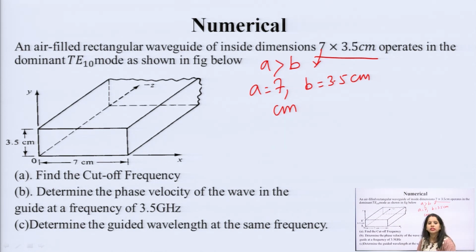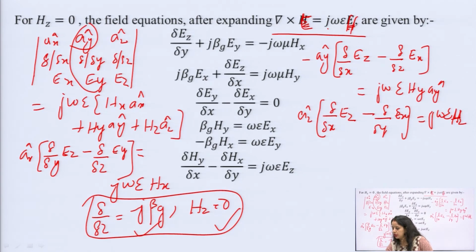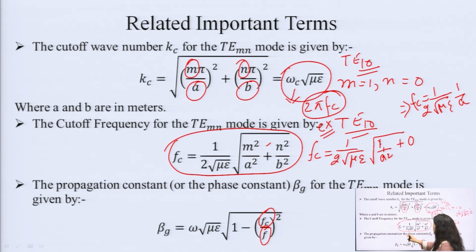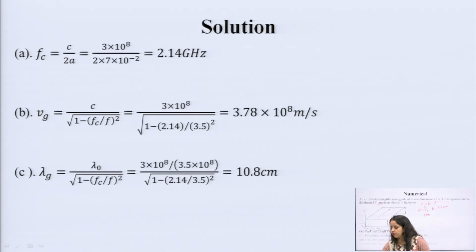The frequency propagating inside the waveguide is 3.5 gigahertz, and in the third step, determine the guided wavelength. Here we are calculating for the TE mode and for the air-filled waveguide. So the formula for Fc for the TE mode is Fc equal to 1 upon 2 root mu epsilon times root of m square by a square plus n square by b square. From where we will get c by 2a, the formula used here.